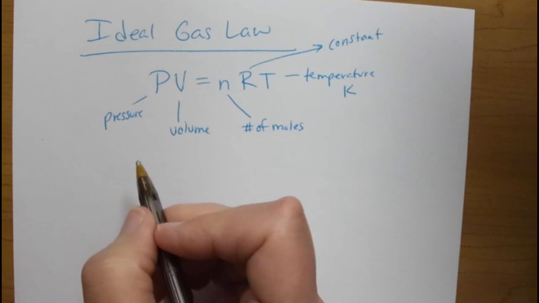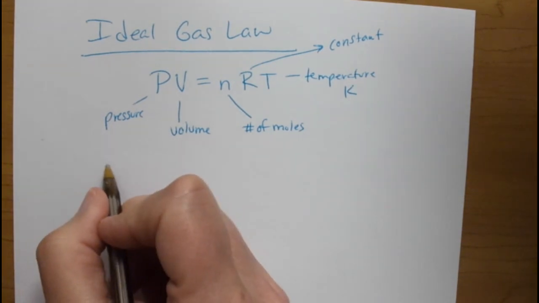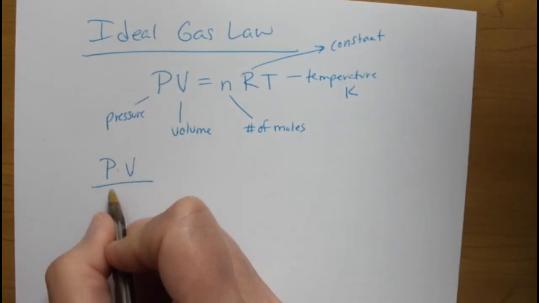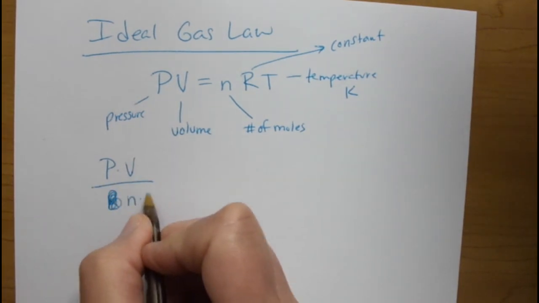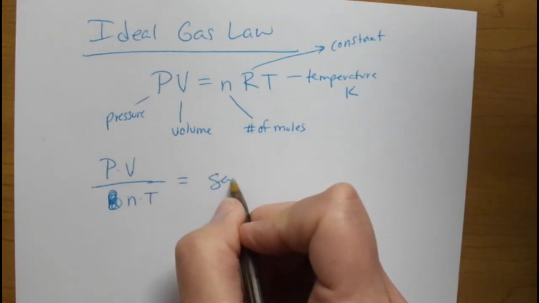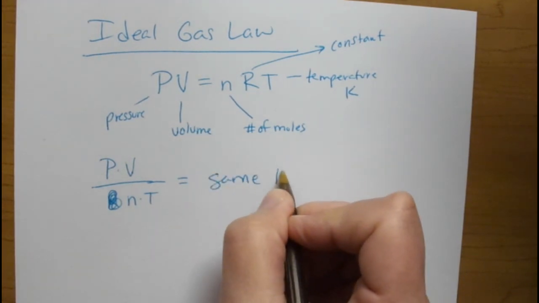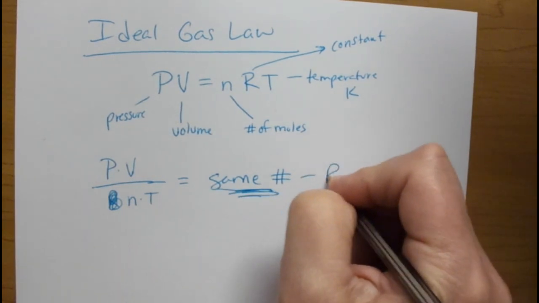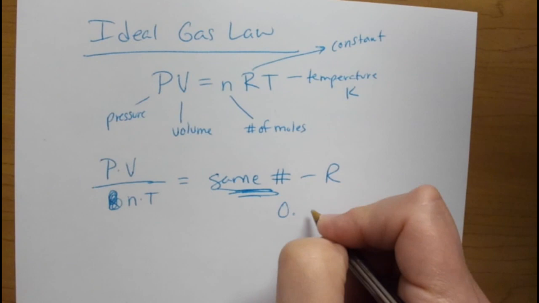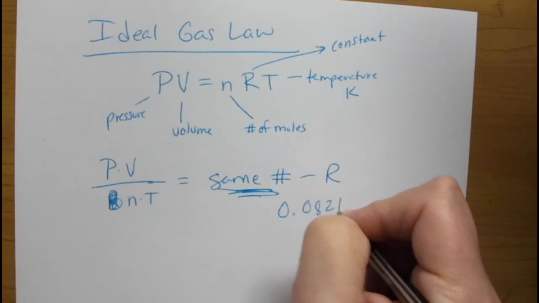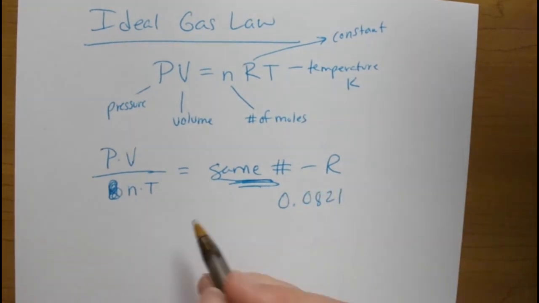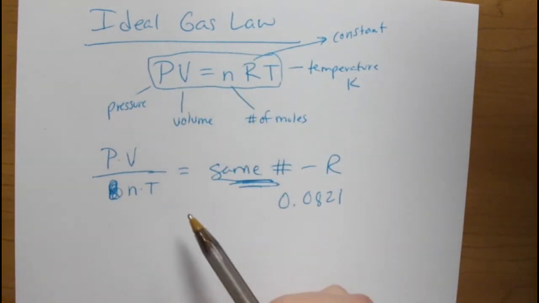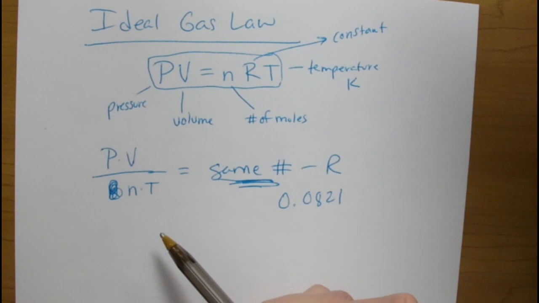A scientist determined back in the 1800s that any sample of gas he worked with, if he took the pressure times the volume and divided it by the number of moles times the temperature, he always got the same number, no matter what, which is pretty cool. This number here, that is R, our gas constant. And the number is 0.0821. So we can use this equation to solve for something as long as we know the other 3 things in a sample of gas.